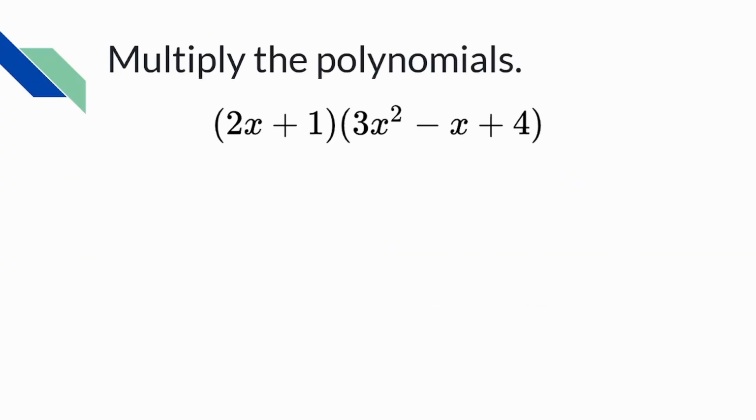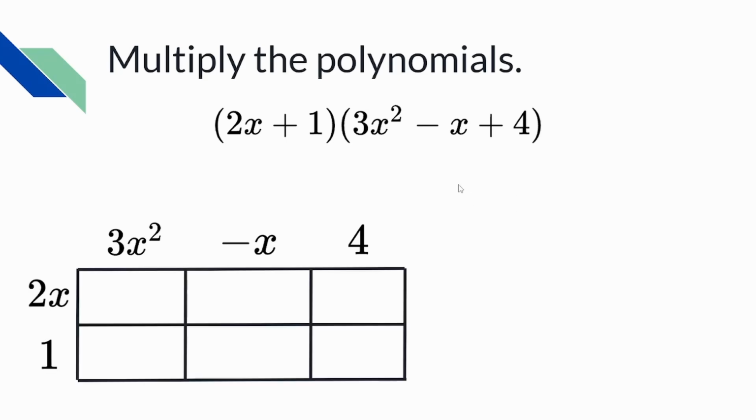Okay, so let's actually do that right now. I'm multiplying a binomial by a trinomial. So my advice here, since we have 3 terms for this piece here, is to use the box method. Okay, so let's do that right now.